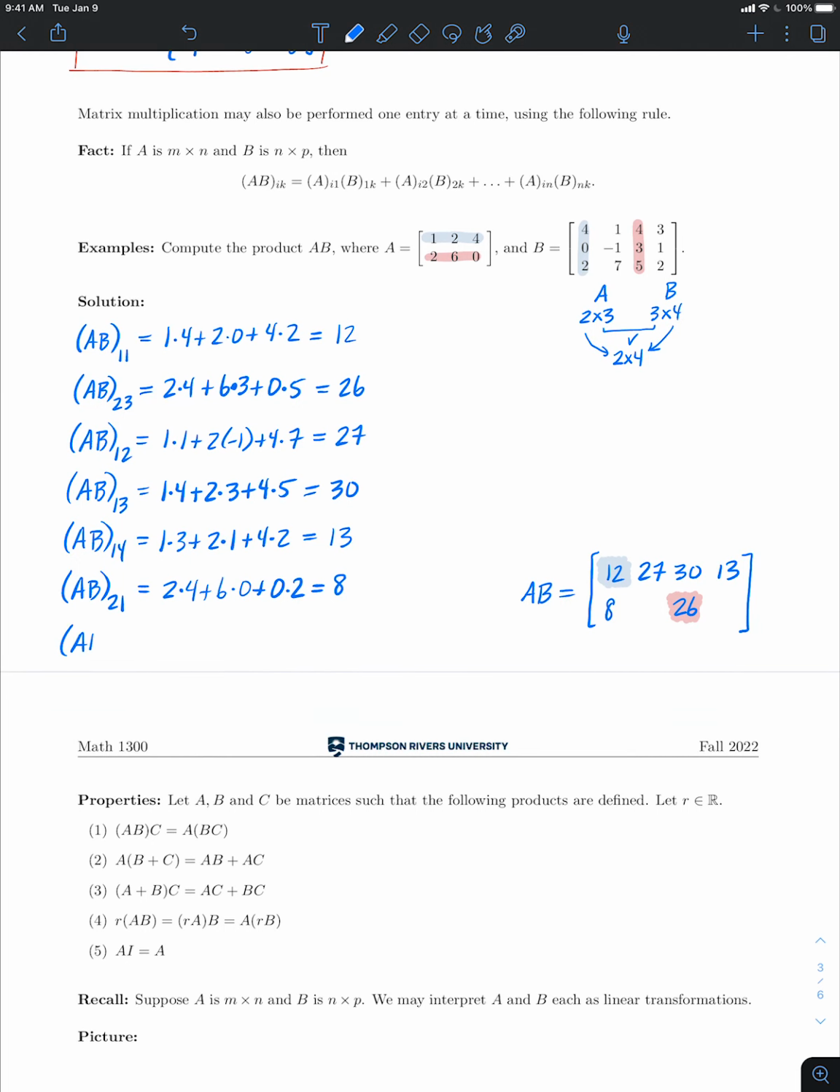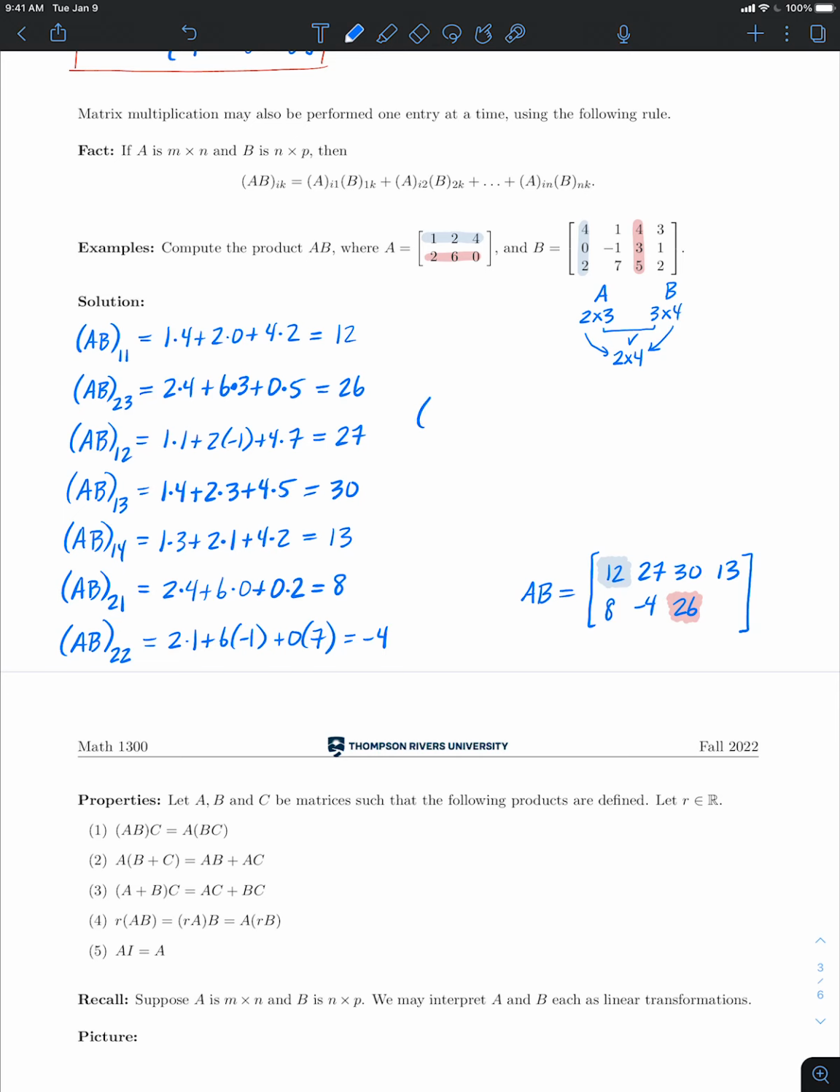Okay, what about the next one in that second row? So A, B, 2, 2. So we want second row of A, second column of B. So we have 2 times 1 plus 6 times negative 1 plus 0 times 7. So we've got 2 minus 6, which is negative 4. Okay, one entry to go.